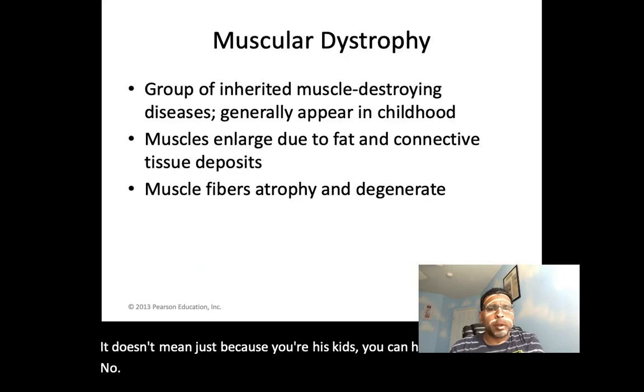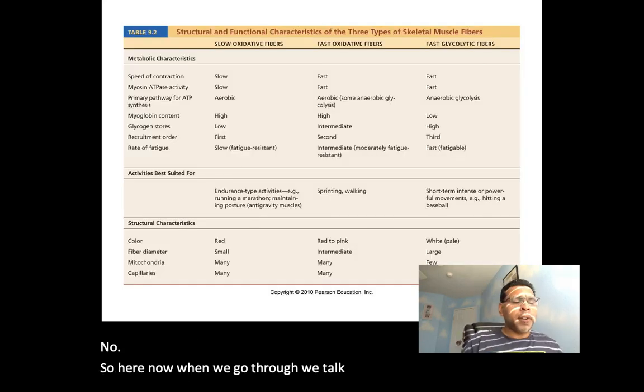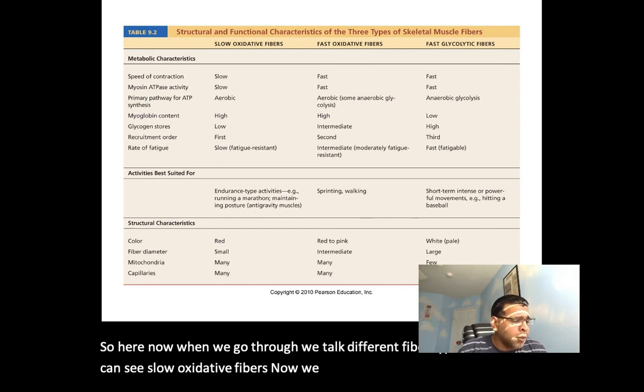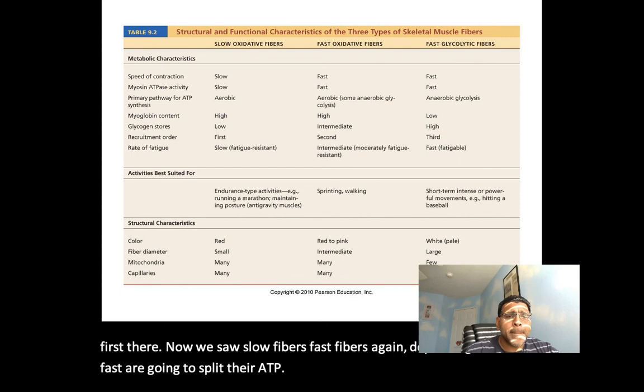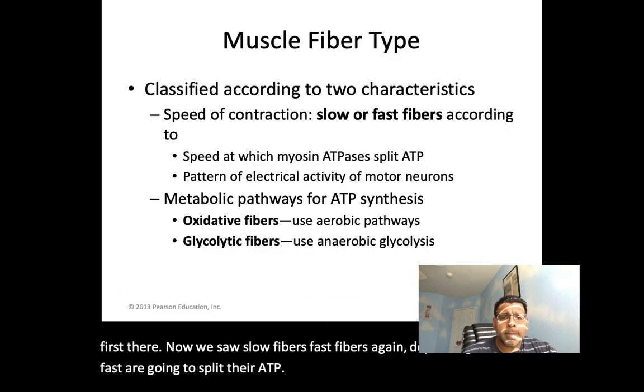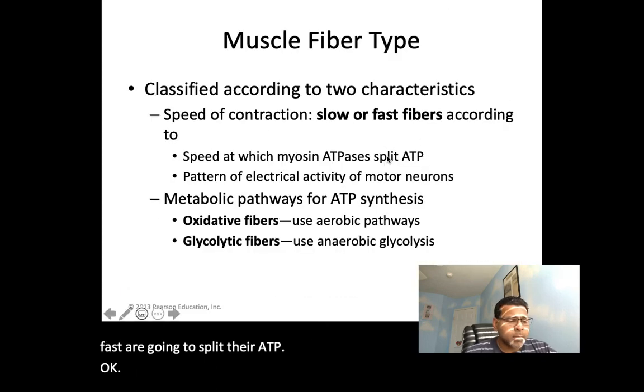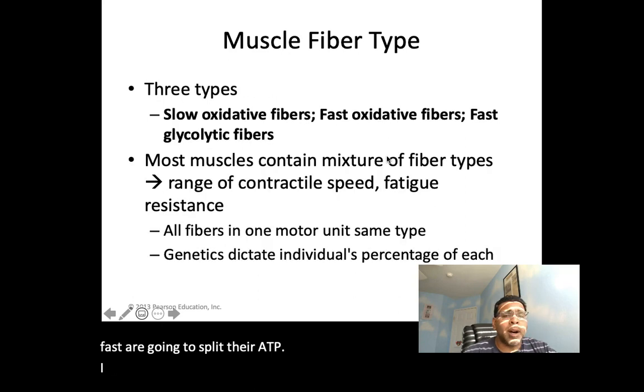So here, when we go through and talk about different fiber types, we can see slow oxidative fibers. We said first that we saw slow fibers and fast fibers, depending on how fast they're going to split their ATP. So we have slow oxidative fibers.